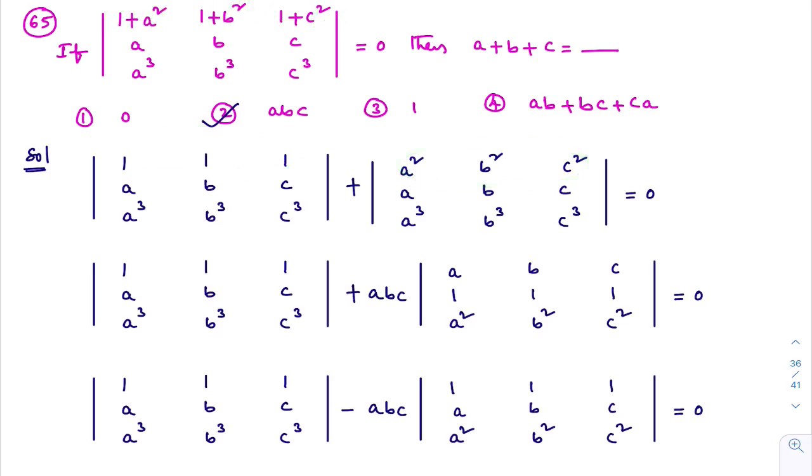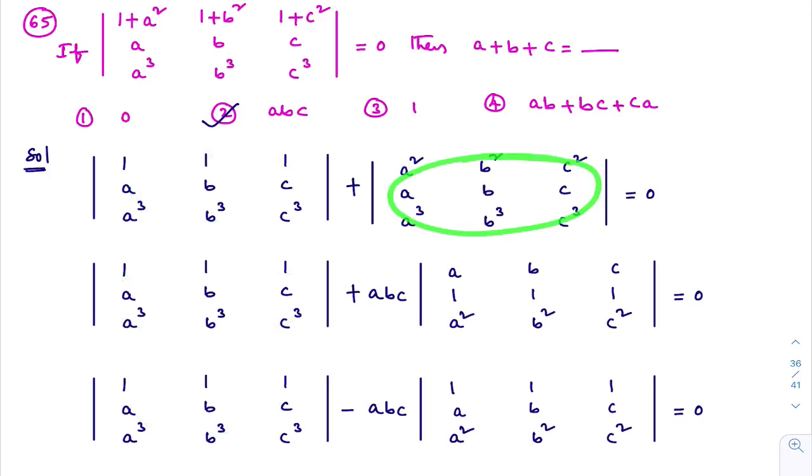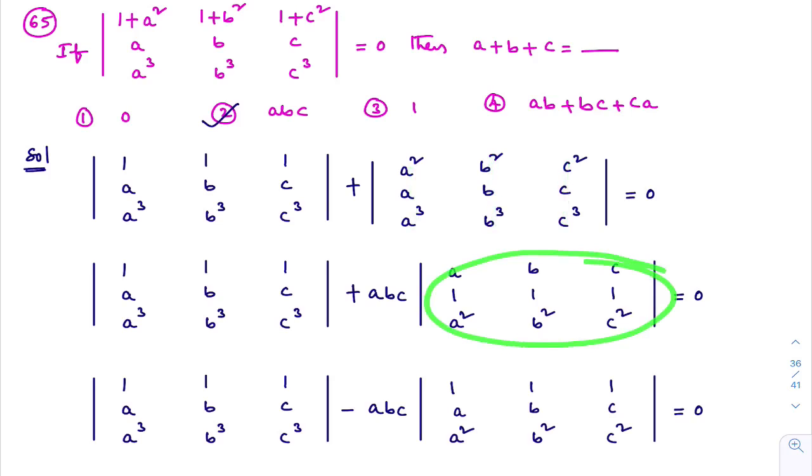Look here, this part I have written as it is, no simplification, because I know this answer directly from the synopsis. Only I am simplifying this part. What I'll do, I'll take a common from the first column, b common from the second column, c common from the third column. Then you will get the expression like this.